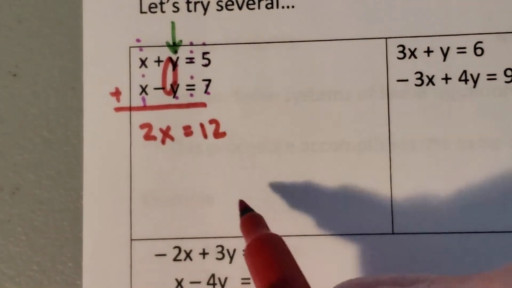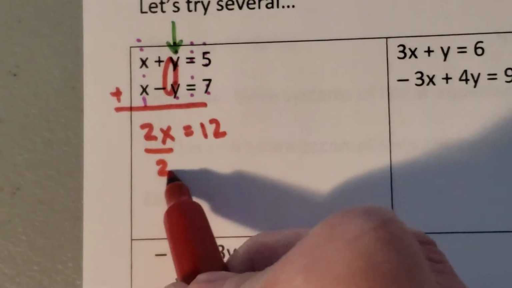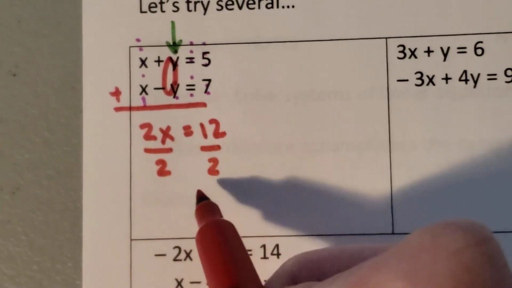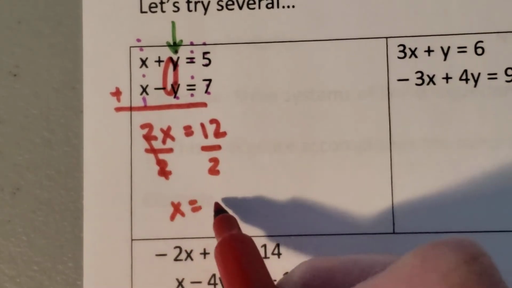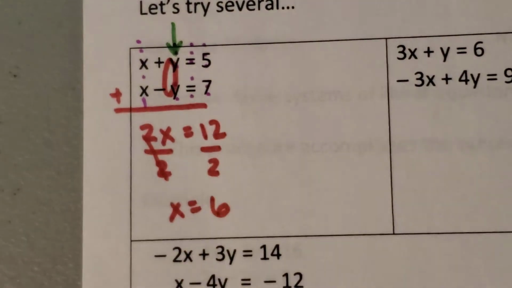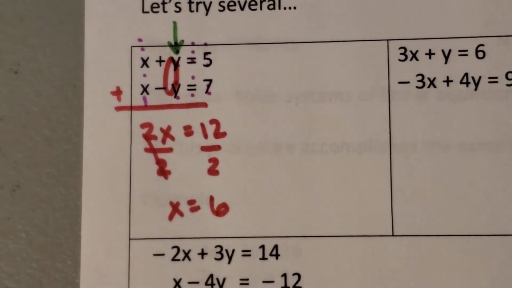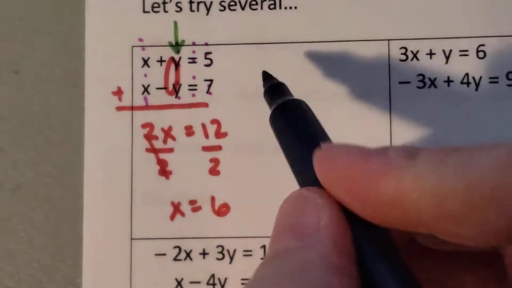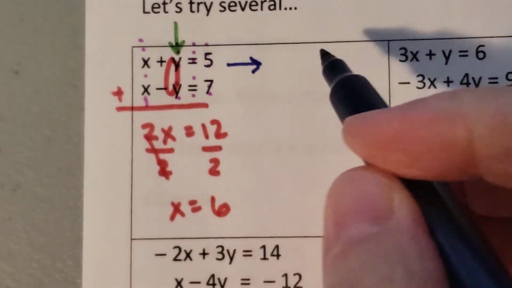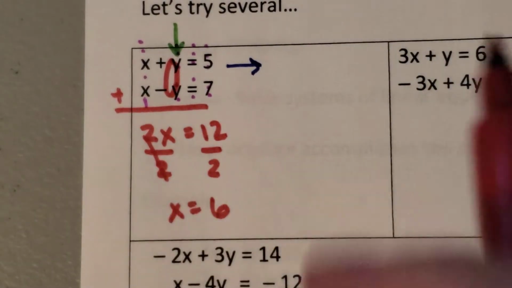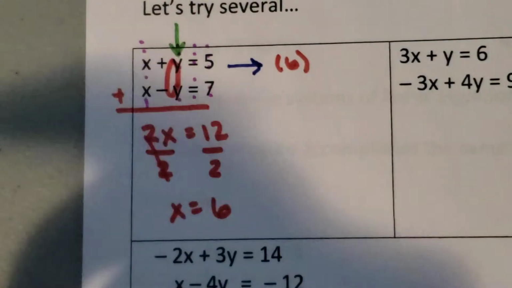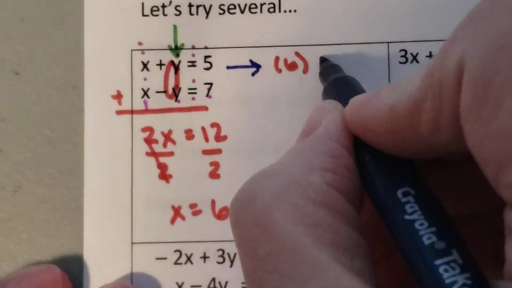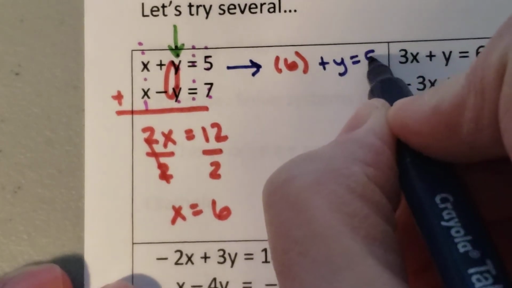X is being multiplied by 2. The reverse of multiplication is division. What I do on one side, I do to the other. 2 over 2 is 1, equals 12 over 2, which is 6. So now that I know what x equals, I can put that into either of the equations at the top. I'm going to pick this one to solve for y. Instead of x, I'm going to put 6, plus y is 5. Now I can solve for y.